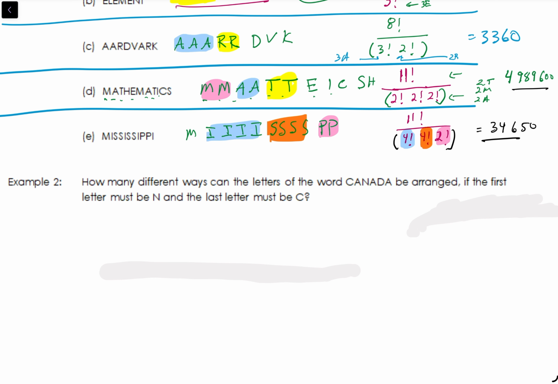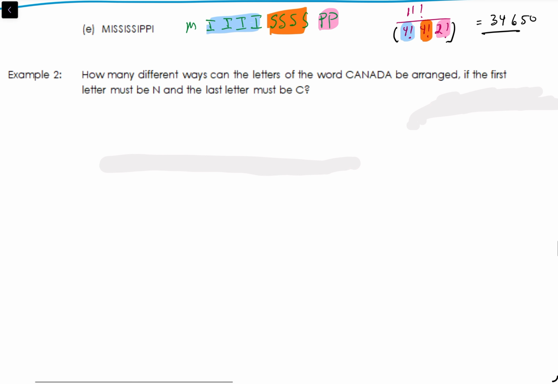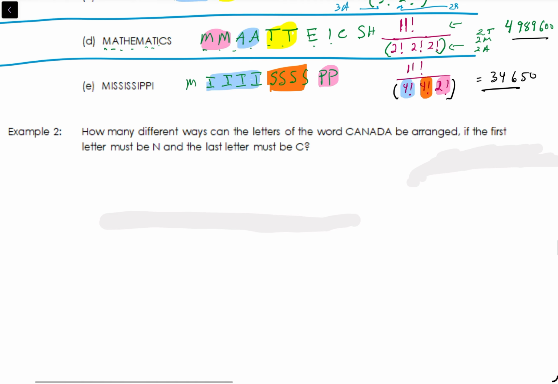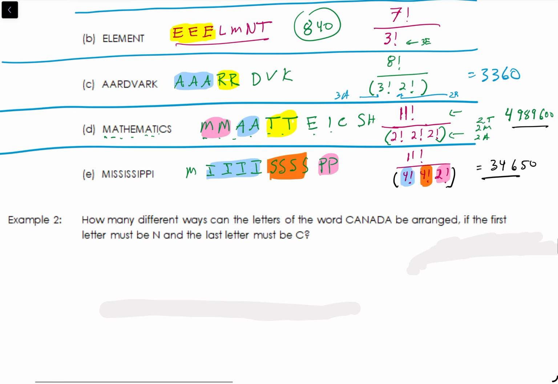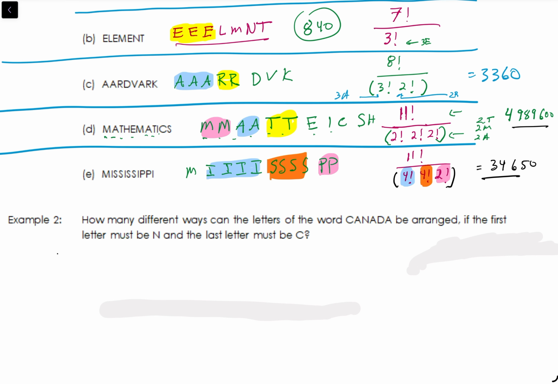All right, so how many different ways can the letters of the word Canada be arranged if the first letter must be N and the last letter must be C? That's a great question. Now, it differs from the ones above. Now, one would naturally think there are repeating elements there, so perhaps I'm just going to write the word Canada in a decomposed way. C-A-A-A-N-D. Canada. There's my decomposed letters.